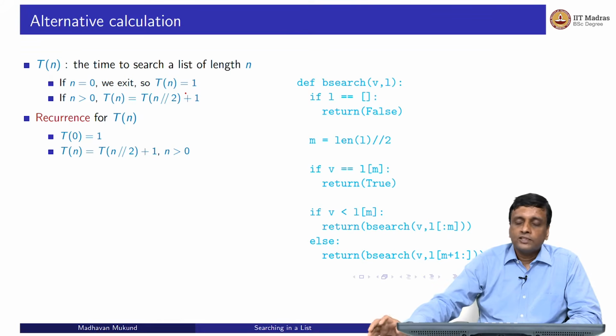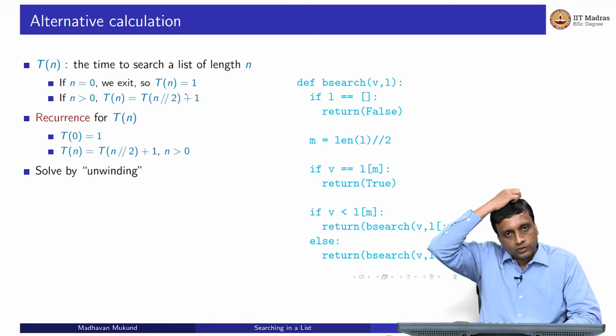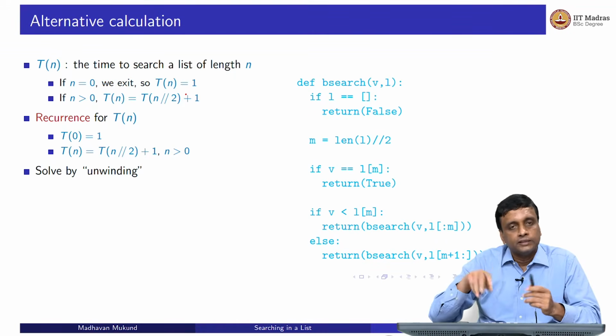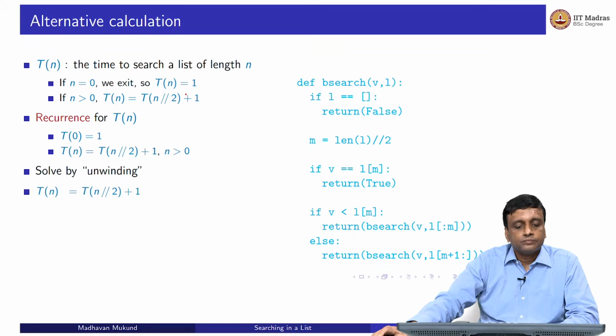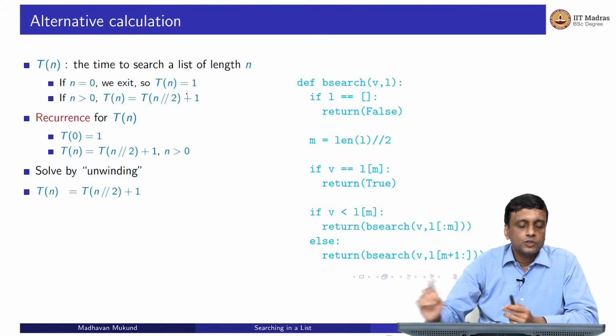So how do we solve this? Well, the easiest way to solve this, if you can manage to find a pattern, is to unwind it. So unwind it means you take the definition and you keep expanding it again and again. So we start with t of n. So what is t of n? Well, by the definition it's t of n by 2 plus 1.